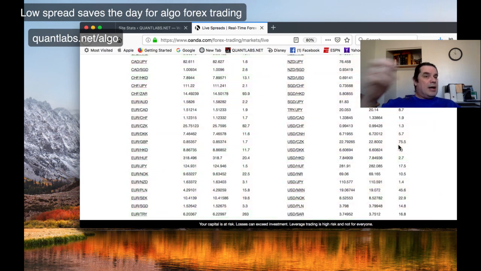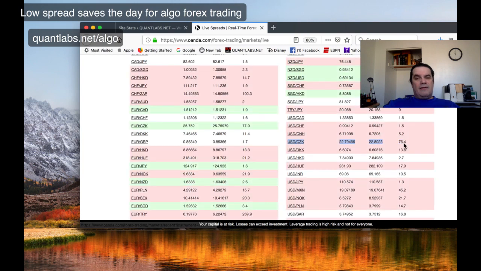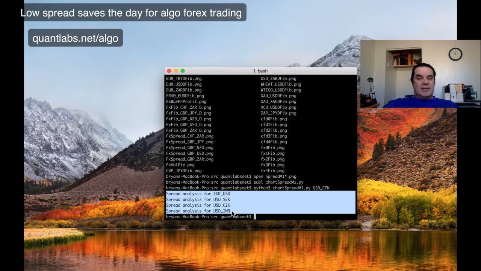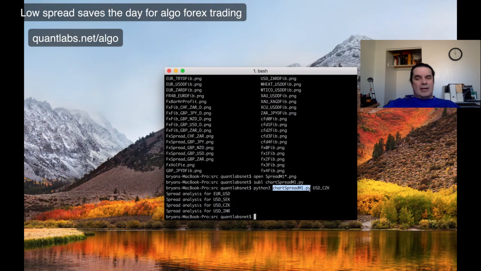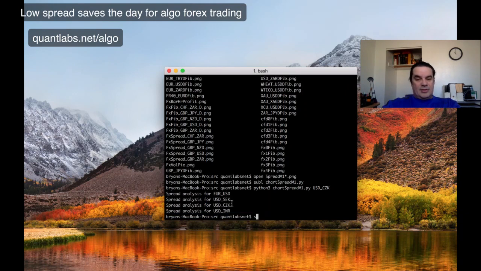I will tell you, out of 9 positions, 4 were the US dollar Czech. So you're asking yourself, how can you trade this profitably if your spread is as high as 76.4, for instance? As I said, I've done the analysis. I've done a spread analysis, which will do a chart, for comparison's sake, of euro against the US dollar, and then against the 3 other pairs I just mentioned. Let me show you the costs here. I just have to make sure of something.